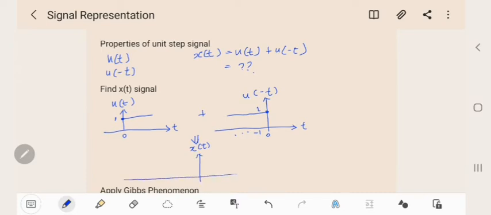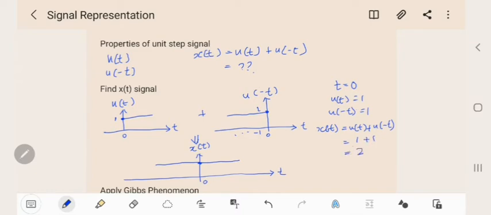Okay, so this is your time 0. The first signal u(t) is 1 here. This part is u(t). Another part is 1, and this one is u(-t). So you will get this signal. Normally, when we don't look at the graphs, when t equals 0 we just take u(t) equals 1 and u(-t) equals 1, so x(t) equals u(t) plus u(-t), and we just say 1 plus 1 equals 2.